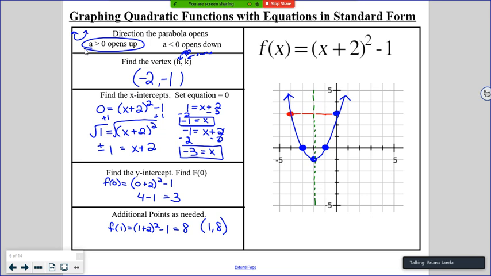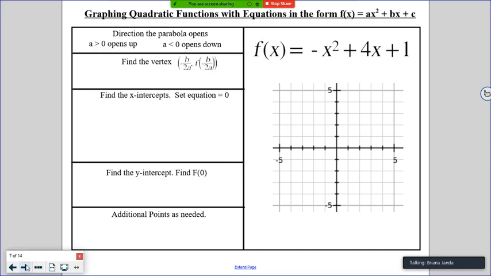Any questions on the graphing from standard form? Graphing from standard form is nice. It's a lot more straightforward because it's super easy to see where the vertex is. Moving on to our general form, the ax squared plus bx plus c form, we have to do a little bit more work to find things like our vertex.